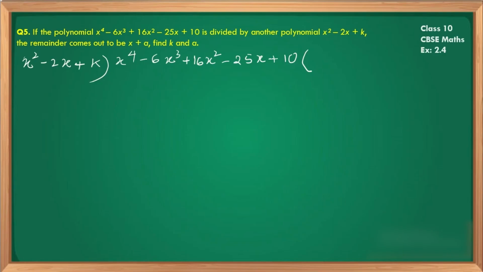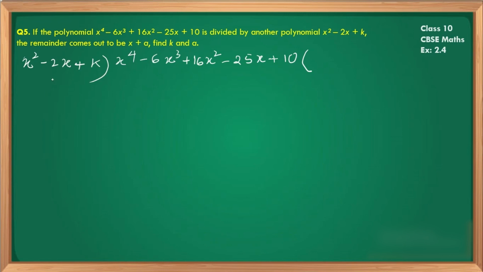Hello students, now we are going to solve question 5 of exercise 2.4. This polynomial has degree 4: x to the power 4 minus 6x cube plus 16x square minus 25x plus 10, and it has to be divided by x square minus 2x plus k. The question is simple. They want us to find k and a by dividing this way.